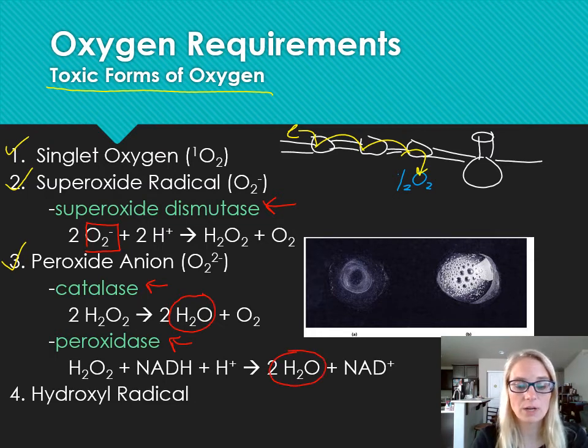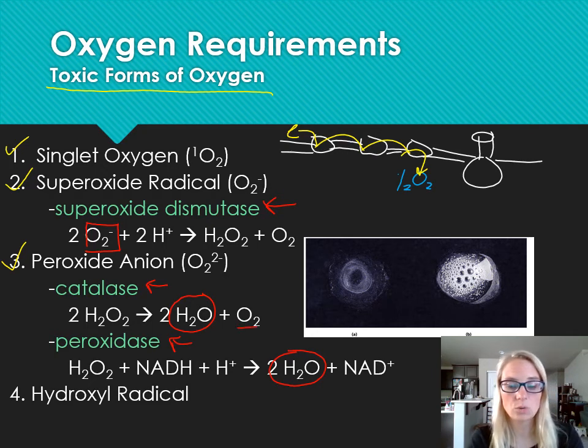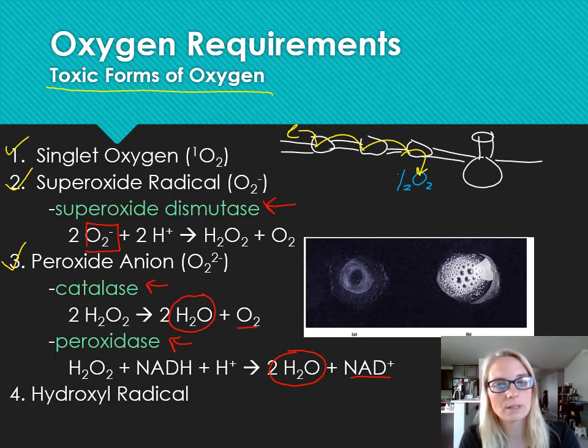In either one of those, these hydrogen peroxides are turned into pretty much water. The catalase reaction produces oxygen in addition to the water, while peroxidase produces NAD+, which cells use anyways. All of those are safe for the cell to have: water, oxygen gas, and NAD+. So catalase and peroxidase have the ability to neutralize the peroxide anion, which is a product of the superoxide dismutase reaction.